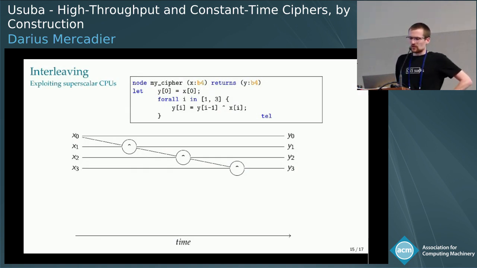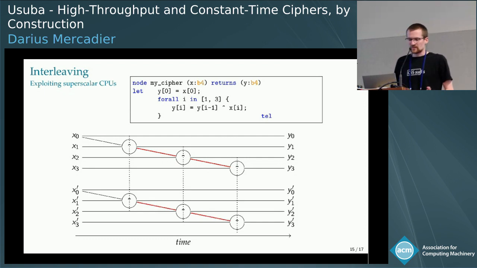So let's take, for instance, a node which takes an input of 4 bits and returns 4 bits of output. The first bit of the output is the first bit of the input. The second bit of the output is the XOR between the first and the second bit of the input. And then you have 2 other XORs. And so you can see that you have a dependency between your XORs. So even though you have a superscalar CPU that can execute 3 bitwise instructions per cycle, you cannot execute those 3 instructions in a single cycle because of the dependencies. What we can do instead is to interleave a parallel independent execution of the cipher with the first one, which shares no dependency with the first one, and therefore you can compute those two.